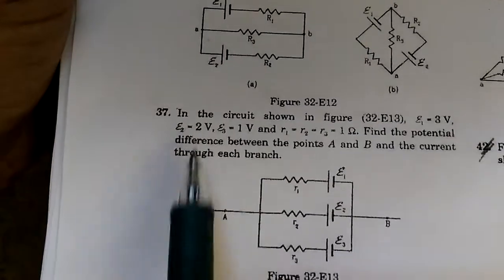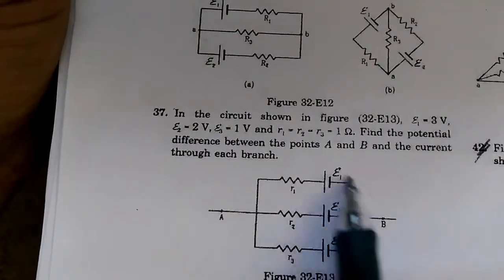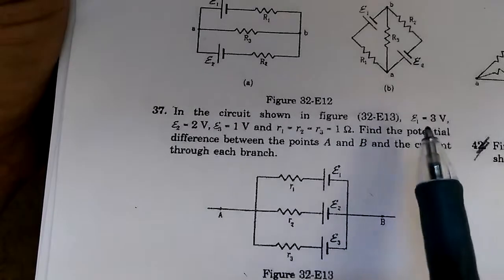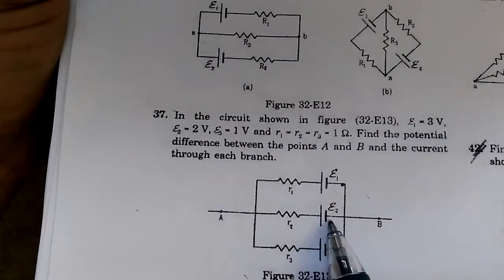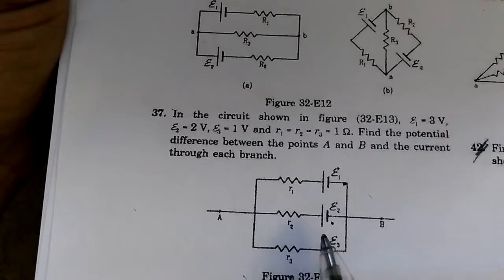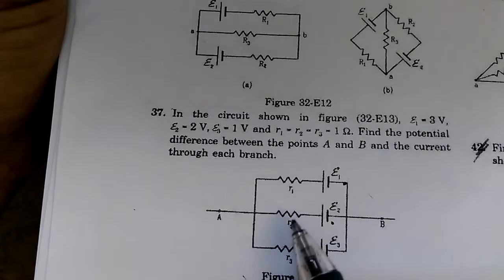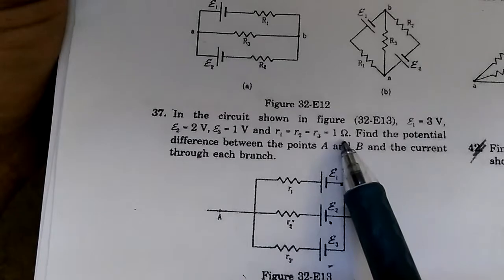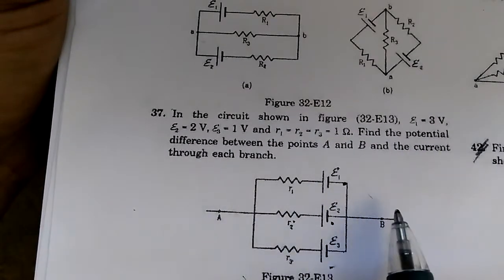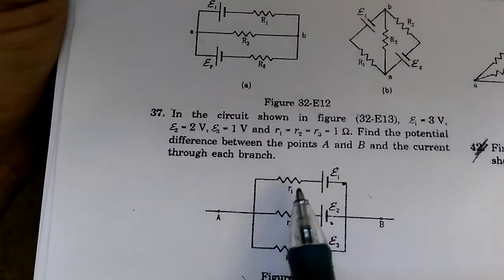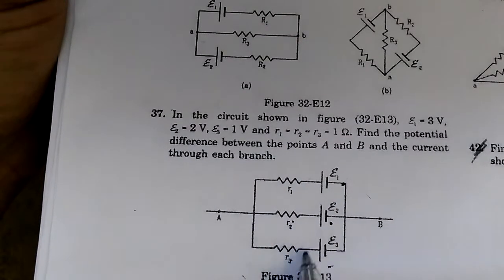Question number 37. We have a circuit like this, and we are given E1 is equal to 3 volt, E2 is equal to 2 volt, and E3 is equal to 1 volt, and R1, R2, R3 are all 1 ohm. Find the potential difference between points A and B and the current through each branch, this, and this.